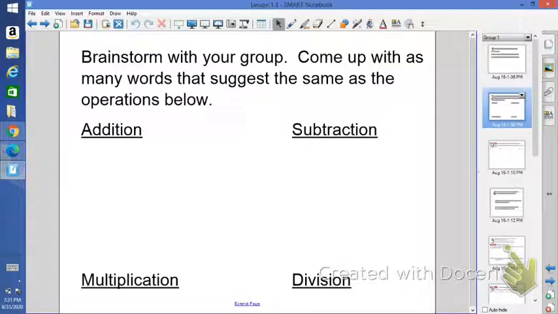The first thing that we're going to do is brainstorm individually a little bit and come up with as many words as you can that suggest the same as the operations below. So you have addition, subtraction, multiplication, division. What other words would suggest the same thing? Go ahead and pause this video, take a minute to jot some words down, and then hit resume to watch the rest of the video.